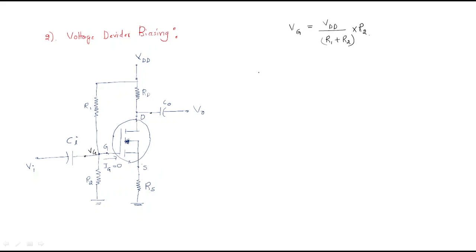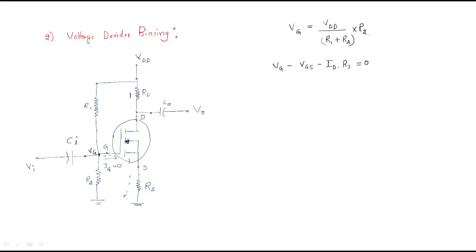And next, you will apply the input loop for this voltage. So how can we write it? Input loop means from this point to this point. So this is VG minus VGS minus ID RS. Is it okay?